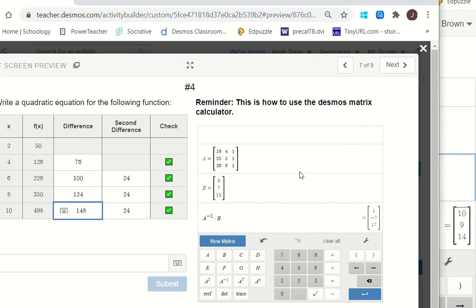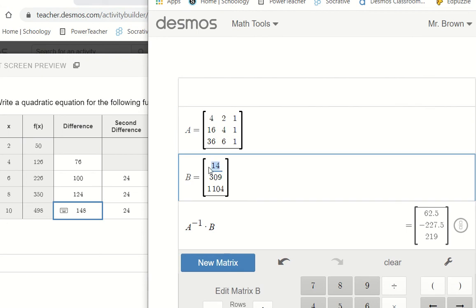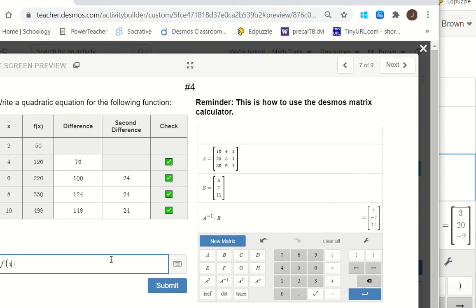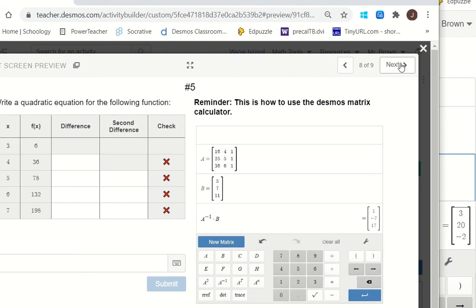And then to find our equation, just going to do x values 2, 4, 6. And that gives me 4, 16, 36. And I'm changing my f of x to 50, 126, and 226. And then 3, 20, and negative 2. So f of x equals 3x squared plus 20x minus 2. Good work, me.